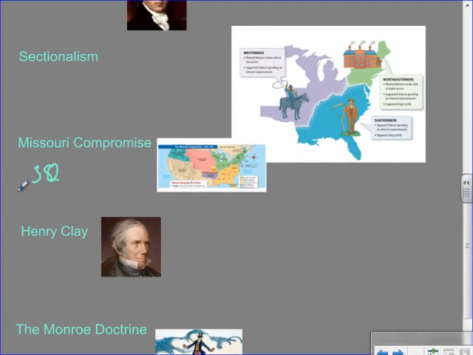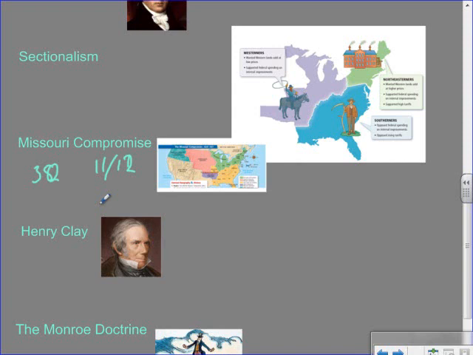Missouri wants to become a state. They want to become a slave state. Northern states don't want that because at this time there are 11 free and 11 slave states. So it's even. With Missouri, there would be 12 slave states, and that would make it uneven. So Missouri still wants to become a state, but the northern states want it to be a free state. Southern states want it to be a slave state. And it's just a big deal, and there's going to be a whole bunch of fighting over it.